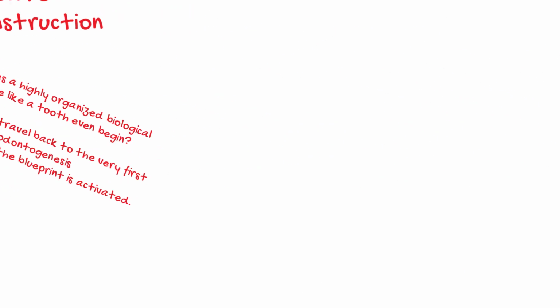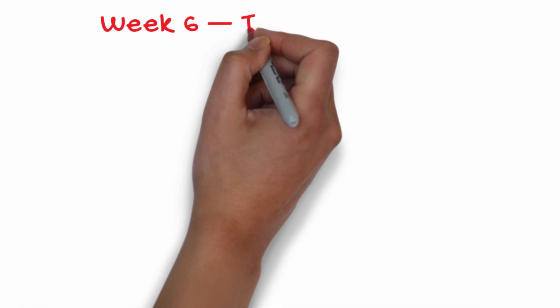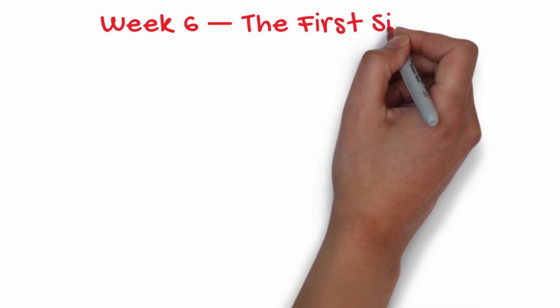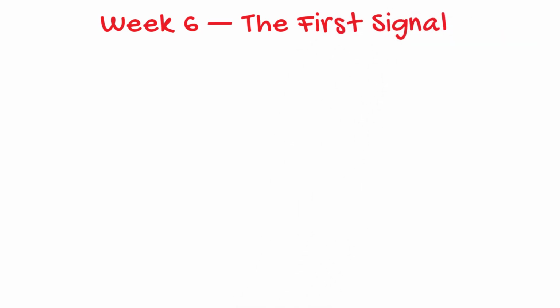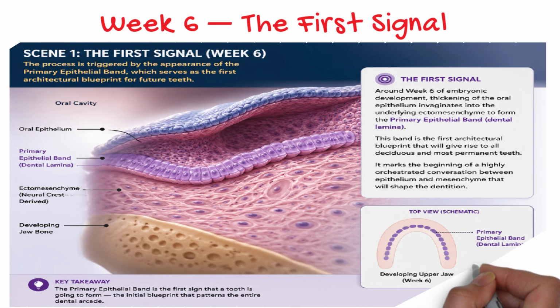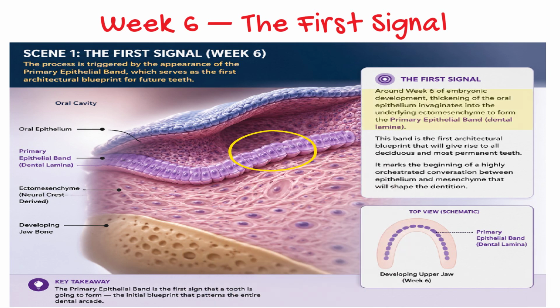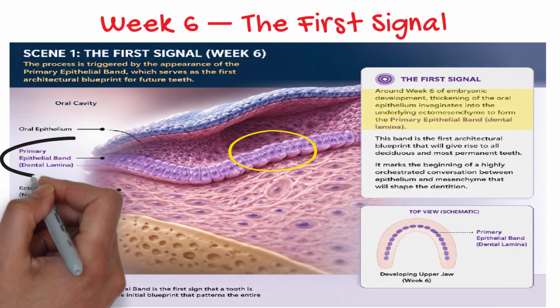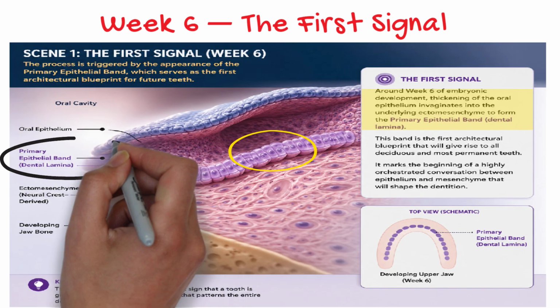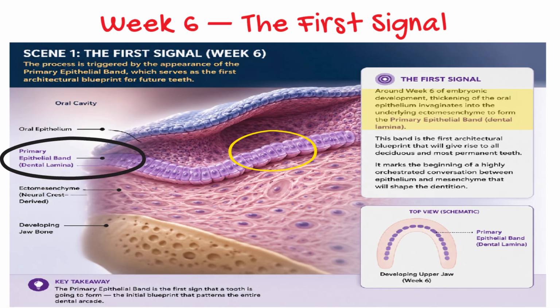Imagine the embryonic oral cavity at approximately the 6th week of intrauterine life. Nothing resembles a tooth yet. Then, a thickened band of oral epithelium appears. This structure is called the primary epithelial band. This is the very first visible sign that tooth development is about to begin. Think of it as the master blueprint marker placed on an empty construction site.